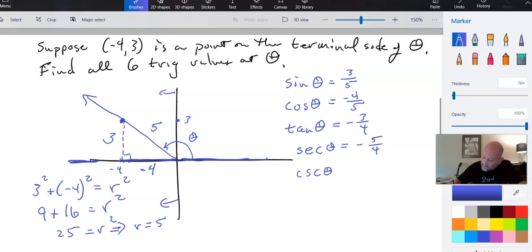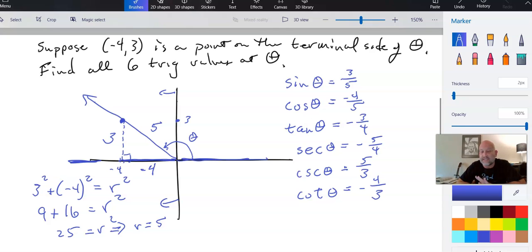Cosecant is the reciprocal of sine, so that means it's positive 5/3. And cotangent is the reciprocal of tangent. You can see how important it is to know these reciprocals. It makes a huge difference later on. It's the reciprocal of tangent, so that means it is negative 4/3, right?